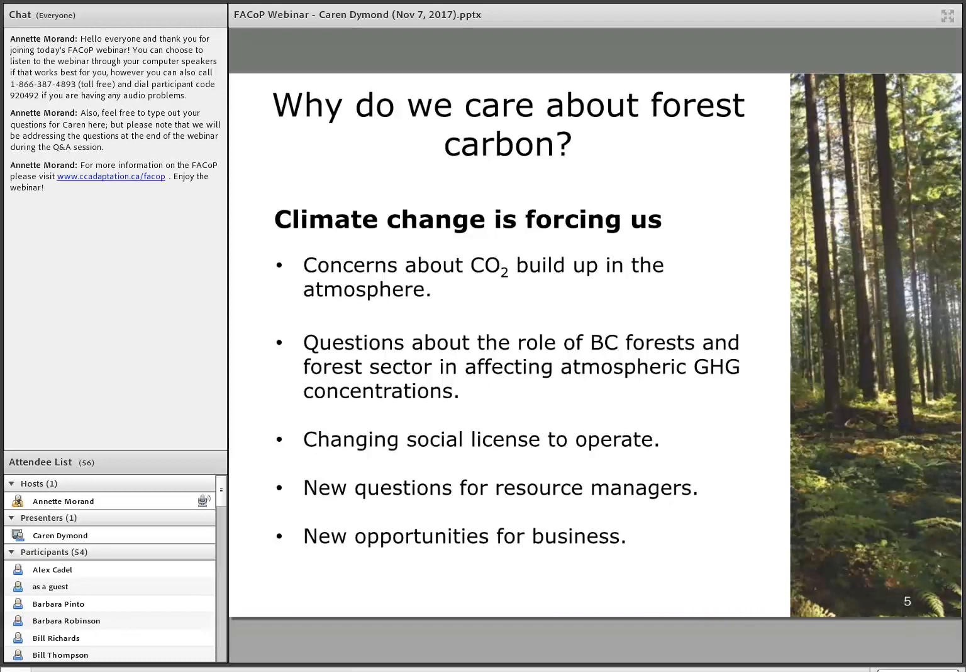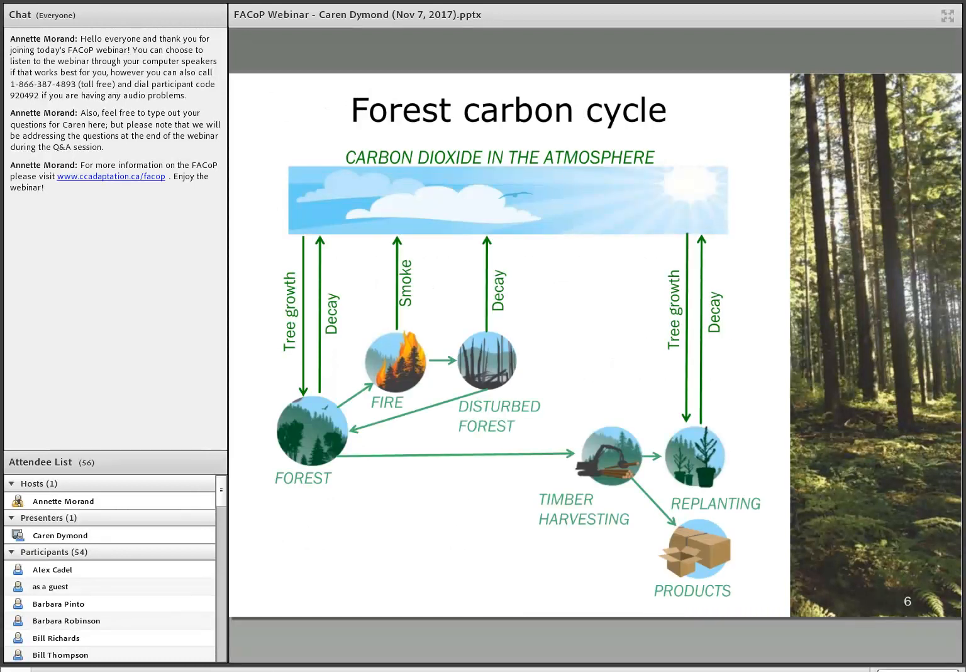We're also getting questions from stakeholders, and I'm sure many of you are as well, as to what we're doing in our management of forests in terms of adaptation and climate change mitigation. So these questions are coming to various people at various levels. There are also new opportunities for business. We export approximately 2 million tons of wood pellets from British Columbia to Europe because of the demand for renewable energy because of climate change concerns.